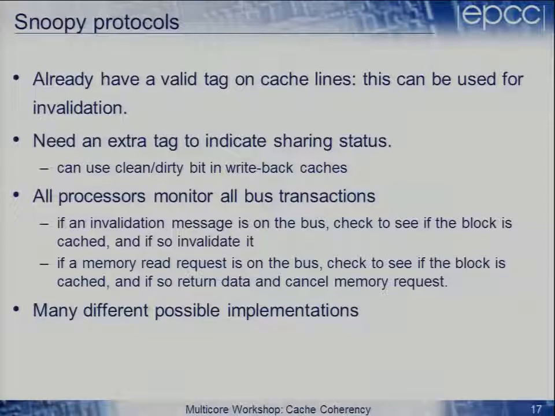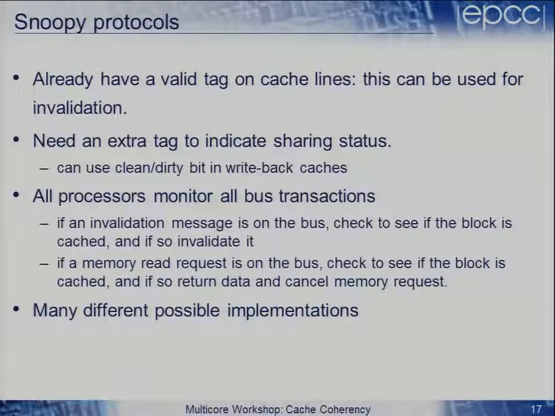You have to be able to say, this value in the cache is no longer valid. Okay? Well, we already have a valid tag. Previously, we just used it to indicate whether data had been loaded or not. But we could just set it to invalid to indicate, well, it was loaded, but now it's not relevant. But we also need an extra bit to indicate the sharing status. We need to know whether I'm the only person that has this cache line or if other people have it as well.